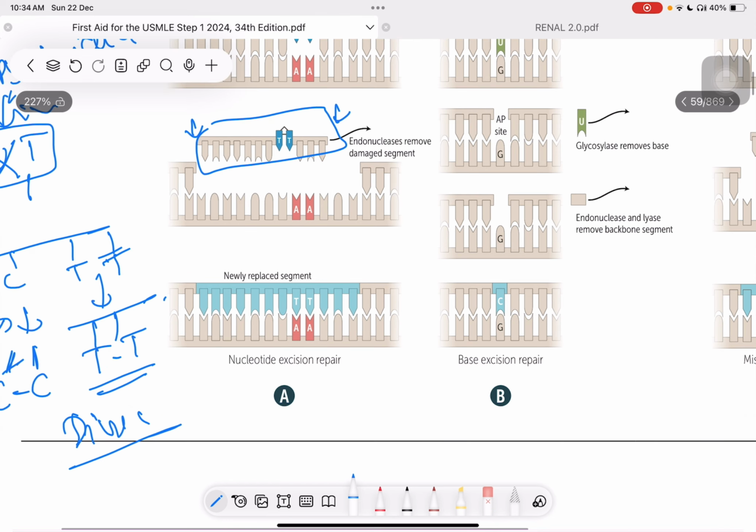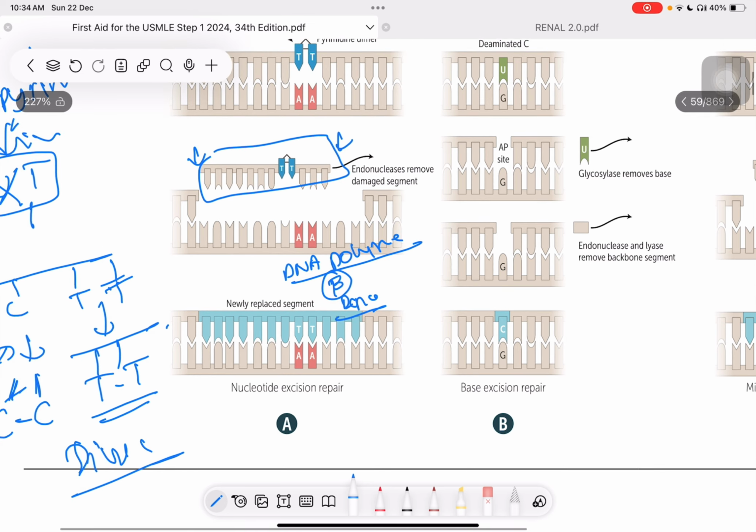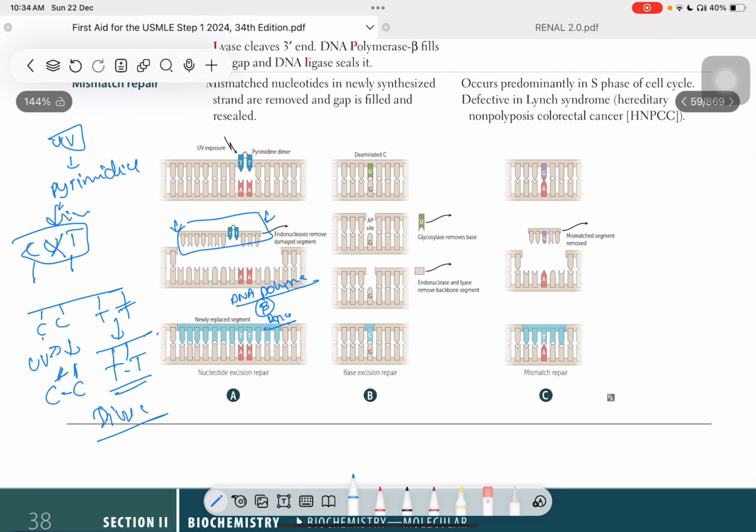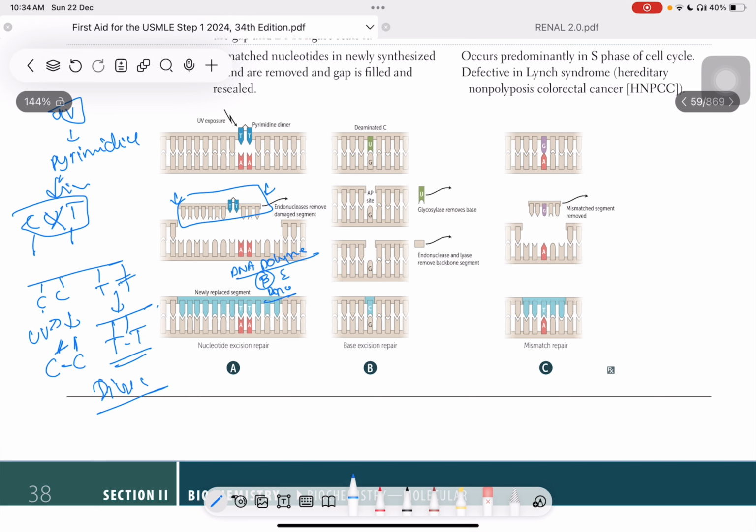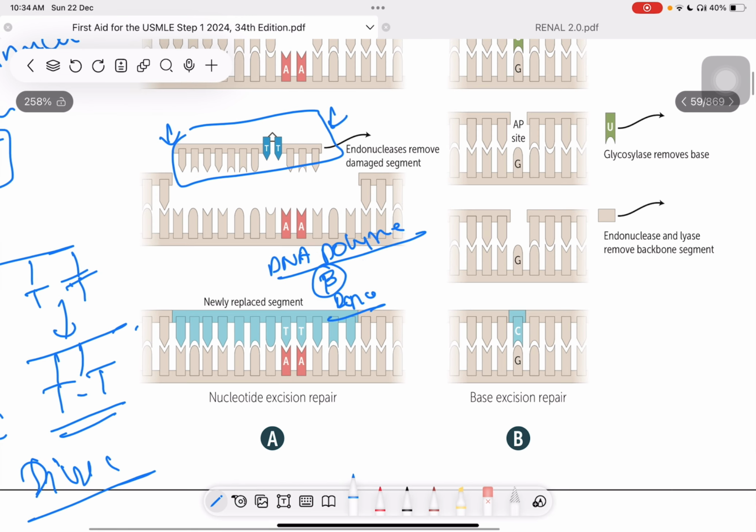Once they create the nicks, then you have DNA polymerase. Which DNA polymerase do you think acts here? Yes, beta, because we are repairing. We know repair is done by DNA polymerase beta, which has repair activity and also proofreading activity. Proofreading activity is only by beta and epsilon. These both act over here and create the new segment. Once the new segment is created, you need to just glue it. How do you glue it?